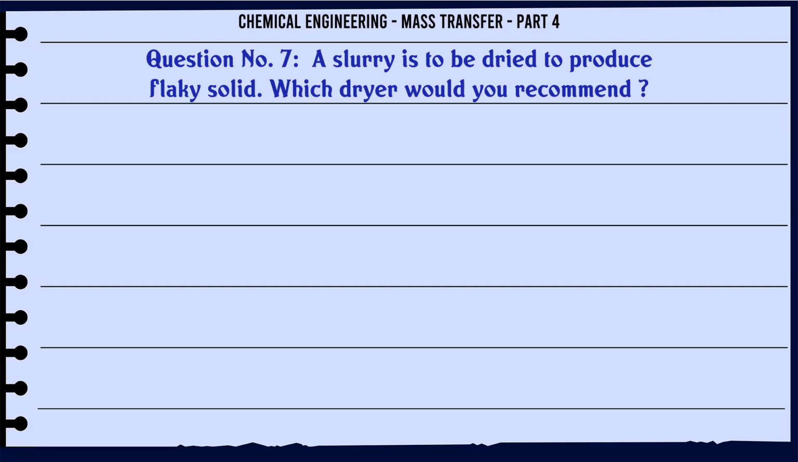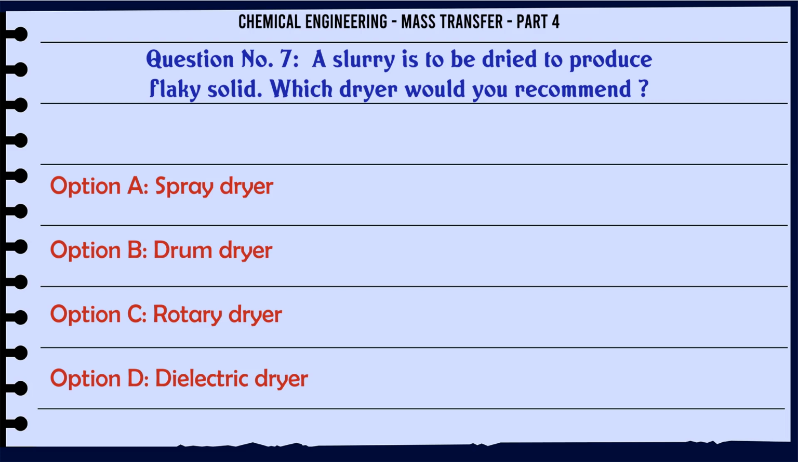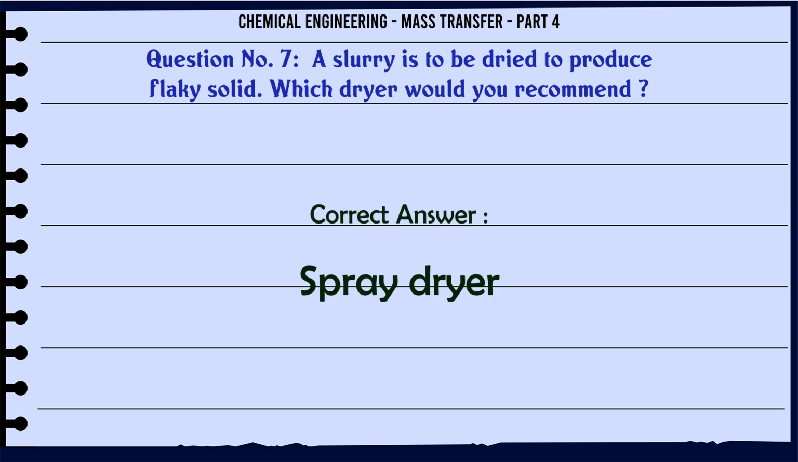A slurry is to be dried to produce flaky solid. Which dryer would you recommend? A. Spray dryer. B. Drum dryer. C. Rotary dryer. D. Dielectric dryer. The correct answer is spray dryer.